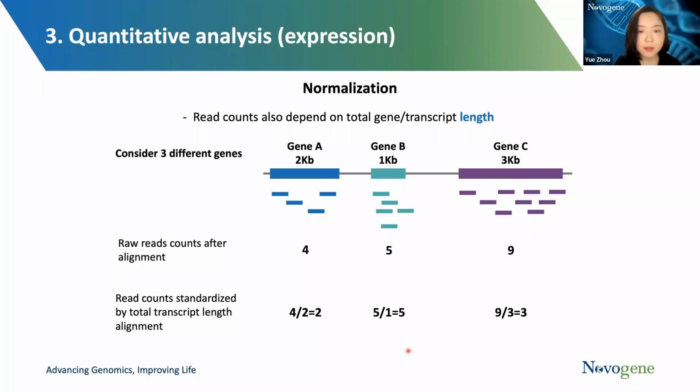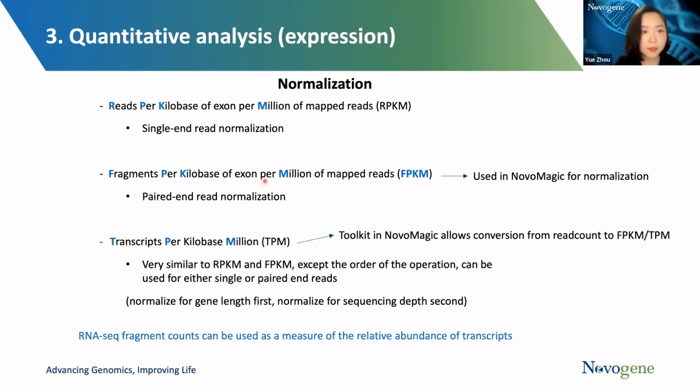And after all of this, you might be wondering what the concept and the name of the normalized read counts are. In fact, there are different expression values after the normalization: RPKM, FPKM, and TPM. RPKM is short for reads per kilobase of exon per million mapped reads. It is more for single-end read normalization.